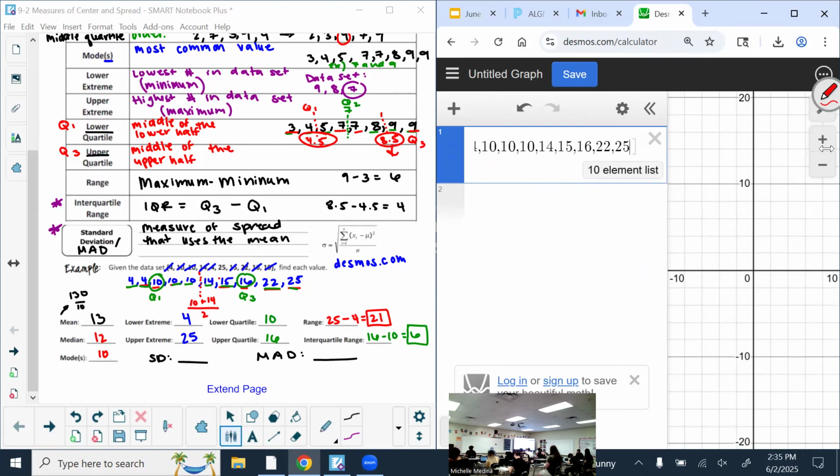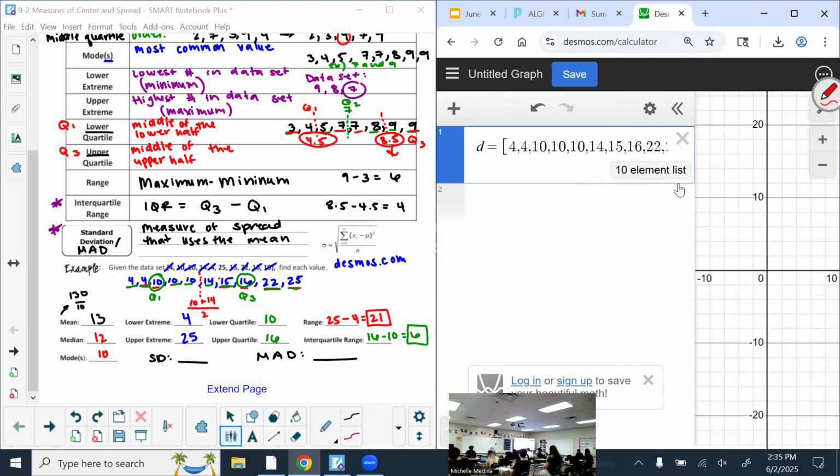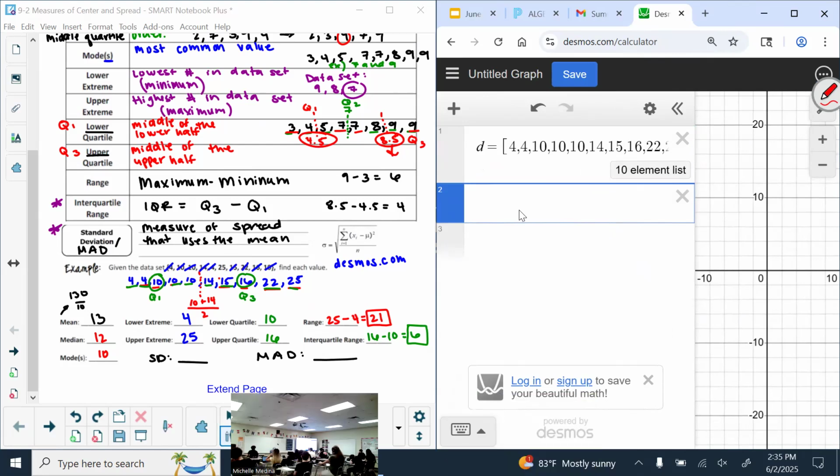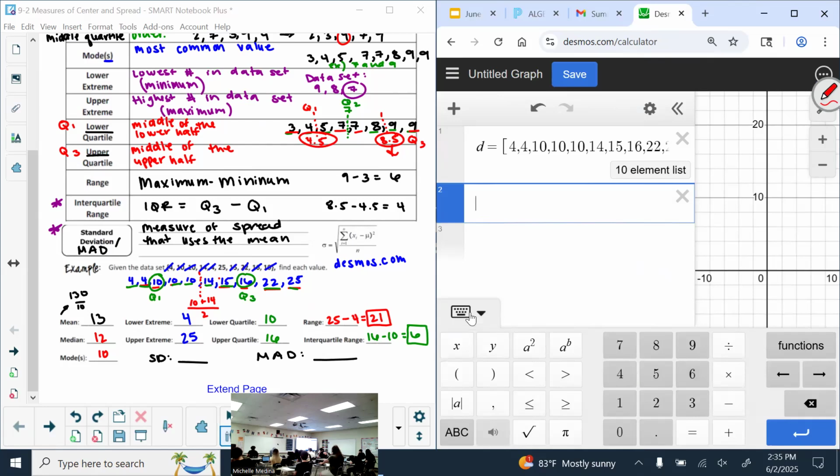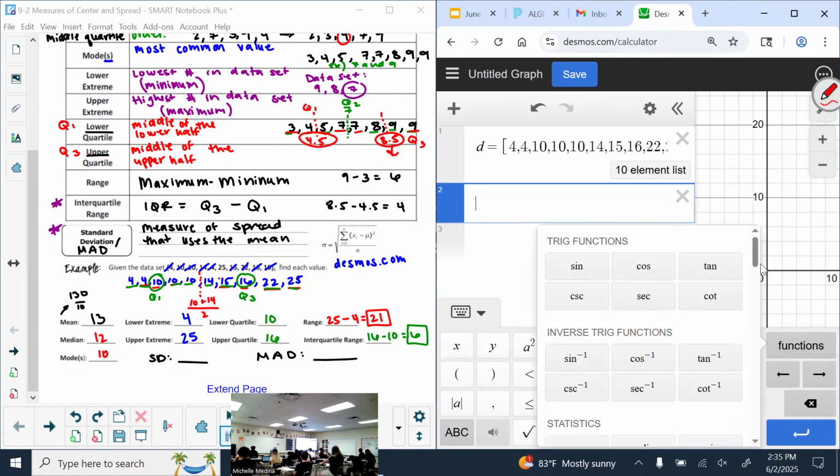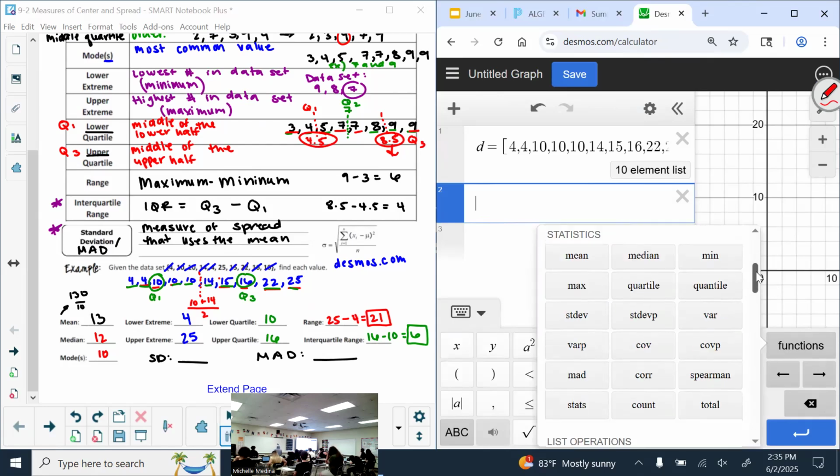Remember I said I started with 10 numbers, so that's why it should say 10 element list, otherwise I forgot one. Now in a separate cell, and I could show you in this little functions menu, I hit the keyboard, functions menu. This was the statistics unit. There's all these different things. Some of them I already asked you to find by hand, because you do need to understand them, and knowing how to find them by hand helps with that.